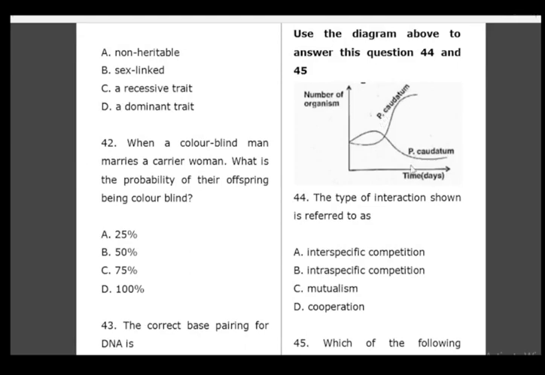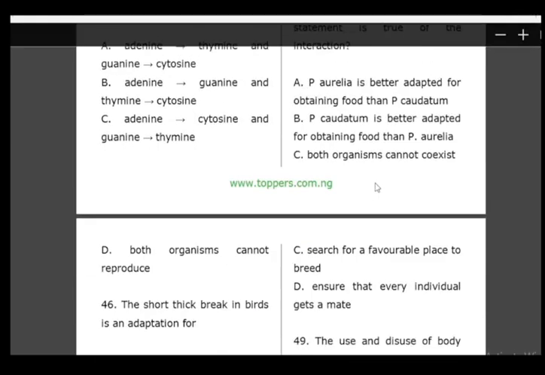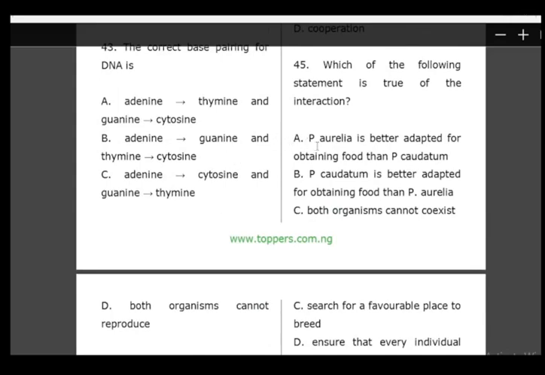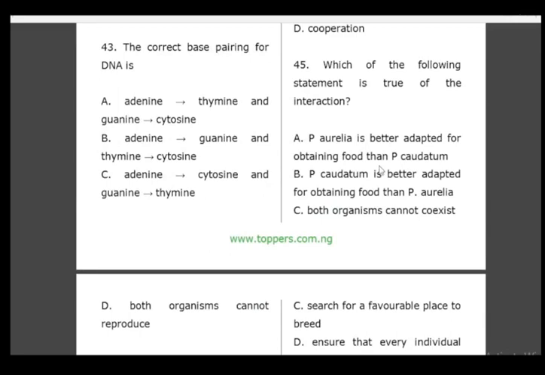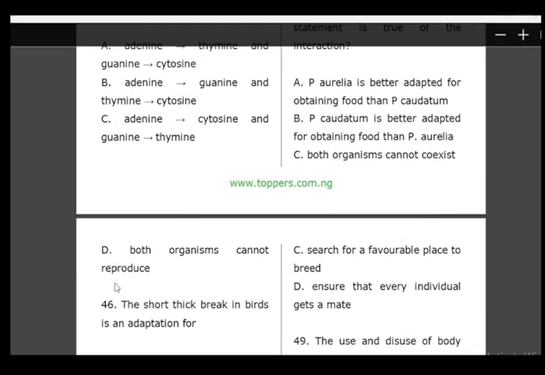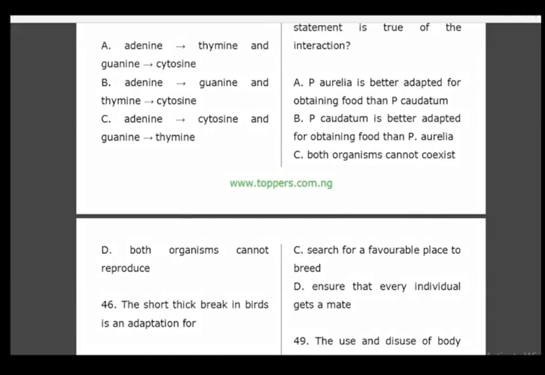Aurelia, and this one is P. chordatum. So that is what we are having here. So we have option A, P. Aurelia is better adapted for obtaining food than P. chordatum. Option B then says P. chordatum is better adapted for obtaining food than P. Aurelia. Option C says both organisms cannot coexist, and option D says both organisms cannot reproduce.